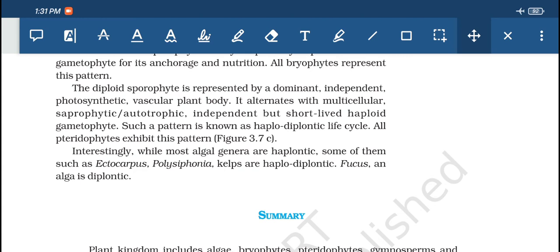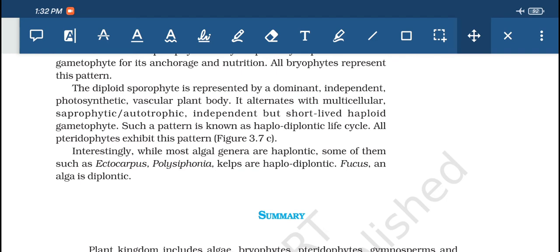How is the gametophyte? Either it is saprophytic or autotrophic, and it is independent. It is not dependent, it is independent, but it is short-lived. That means its lifespan is very short. Short-lived haploid gametophyte. Again, it is a haploid gametophyte. You need to remember this. You can't confuse whether the gametophyte is haploid or diploid. The gametophyte is always haploid. The sporophyte is always diploid.